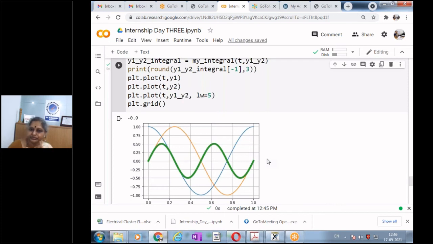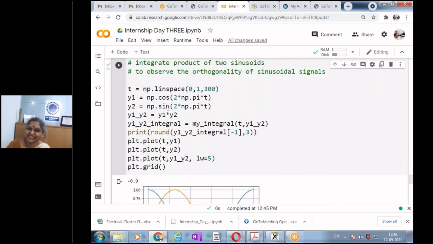are orthogonal. Very good. Thank you. Thank you, Ambika. Yes. Now let us say instead of cos, I keep one as cos and keep the second also as cos, but now I make it as, let us say 4. So one is cos 2 pi t, another is cos 4 pi t. Let us run and see whether it is still orthogonal.